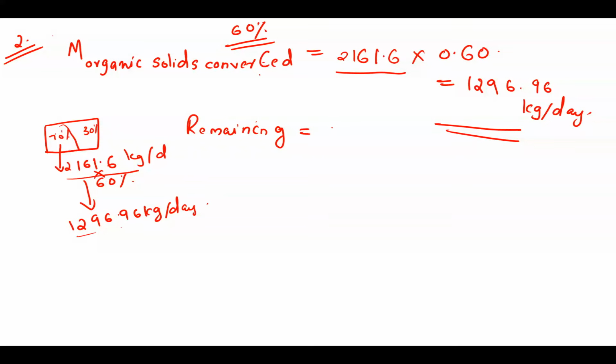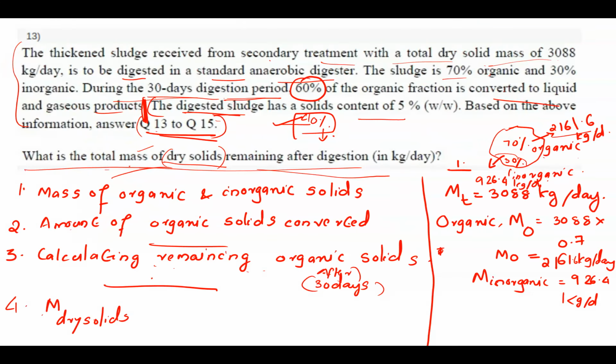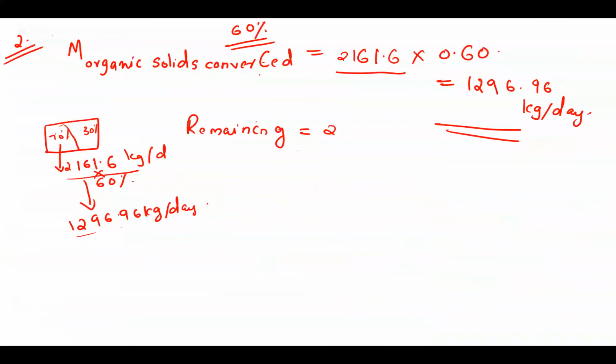Remaining organic solid means how do you calculate it? You already have the total organic. Yes, remaining after digestion. I have calculated here 2161.6 minus 1296.96. What is the answer here?